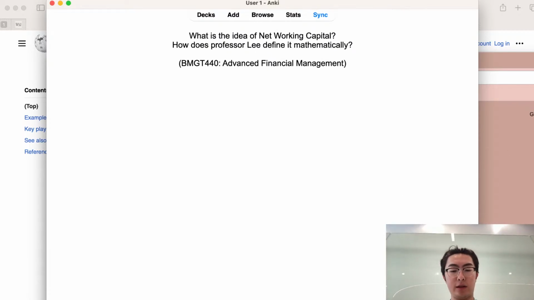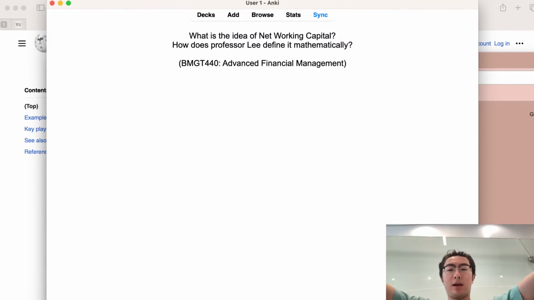Okay, what is the idea of net working capital? How does Professor Lee define it mathematically? Net working capital, big idea. It's the amount of capital you have tied up in your company to run the day-to-day operations. Okay, so how does Professor Lee define it mathematically? It's comprised of current liabilities and current assets. Really just current assets minus current liabilities.